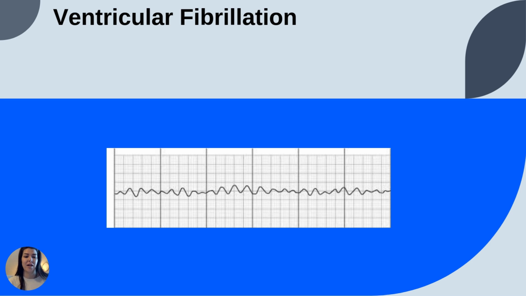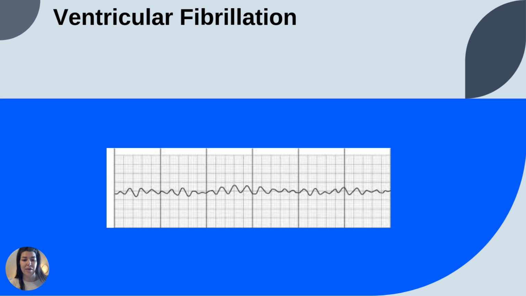Two main rhythms are most important to know. The first one is ventricular fibrillation, also known as VFib, and this is where the heart is actually beating 300 beats per minute or more. That doesn't happen a lot, but this is what's known as a lethal rhythm. Basically, the heart is quivering and is not able to properly push out blood to the body. So that would make it a lethal rhythm because that can cause death very quickly.